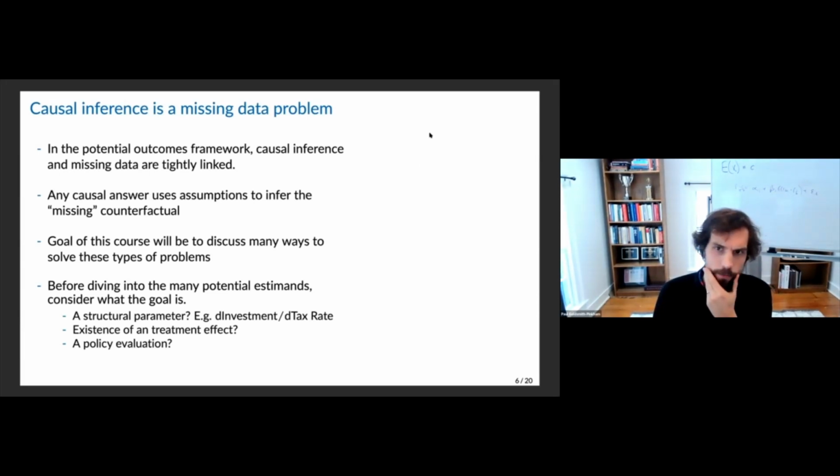Conceptually, in the potential outcomes framework, causal inference and missing data are really tightly linked. So any causal answer basically uses assumptions to infer the missing counterfactual. So why is that the case?